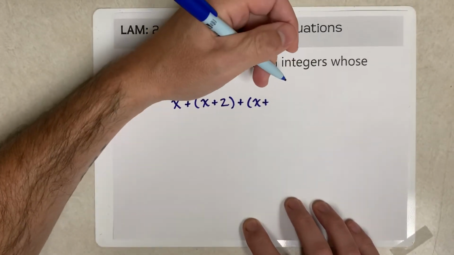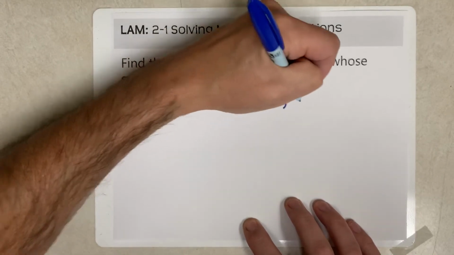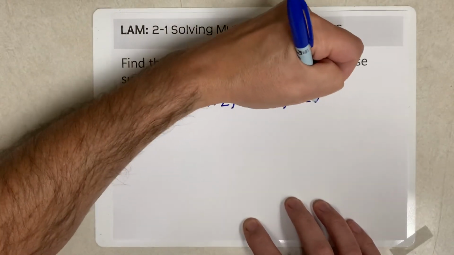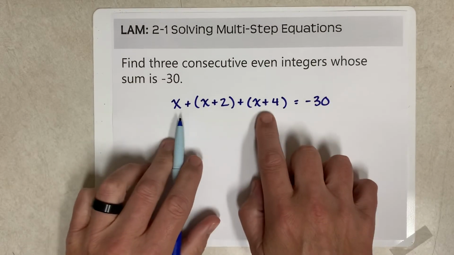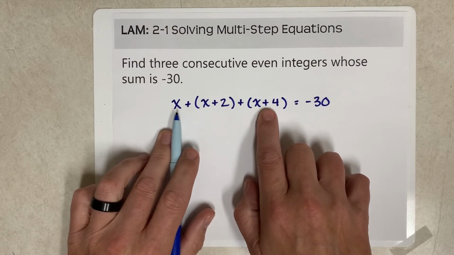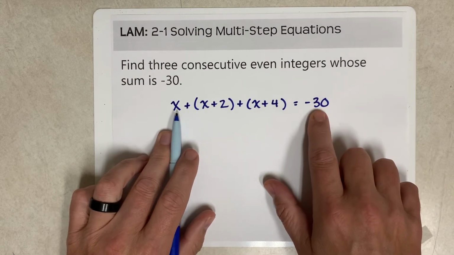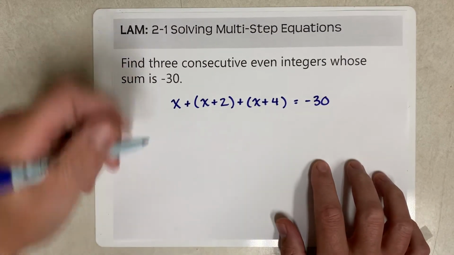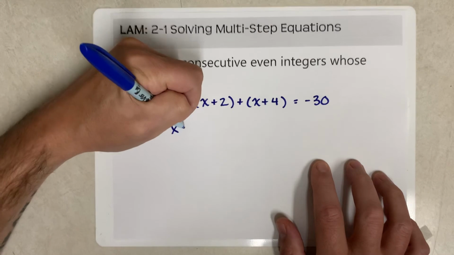Oh, no, not x plus 3, I'm sorry, x plus 4 would be the third one, equals negative 30. Now we're going to force x to be the number that has to be true to make these 3 consecutive even integers negative 30. It's going to happen. So we're going to do the same thing we did before. We're going to remove parentheses.